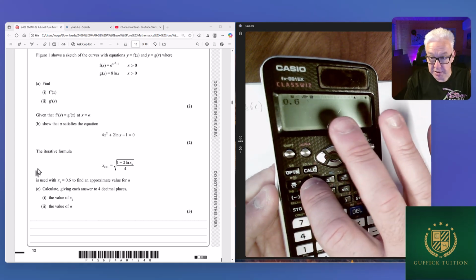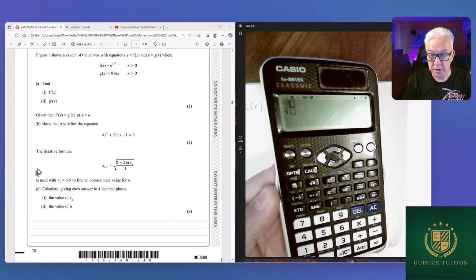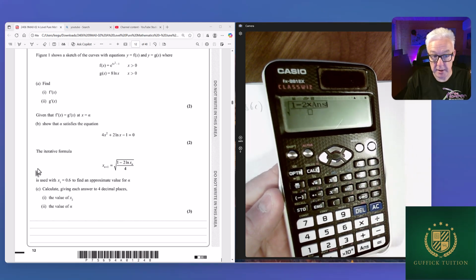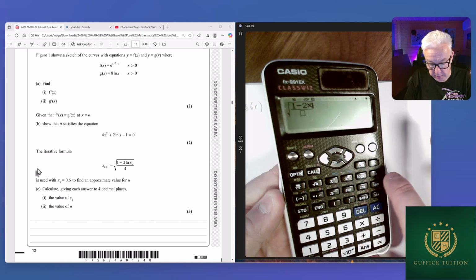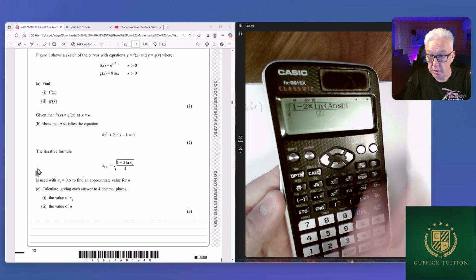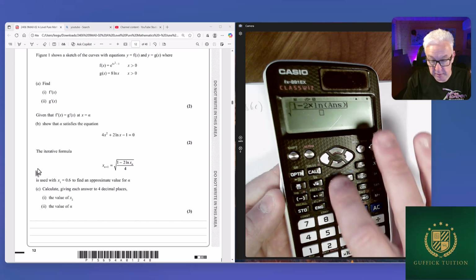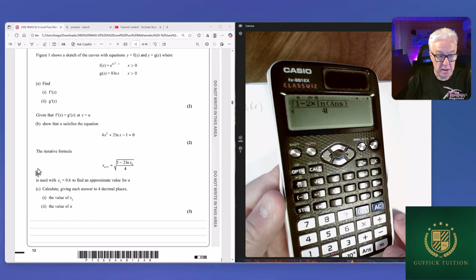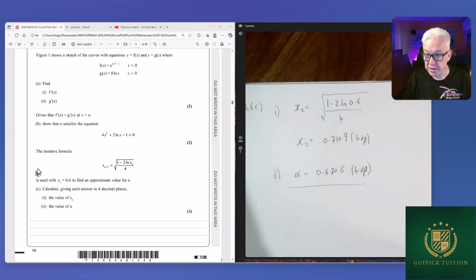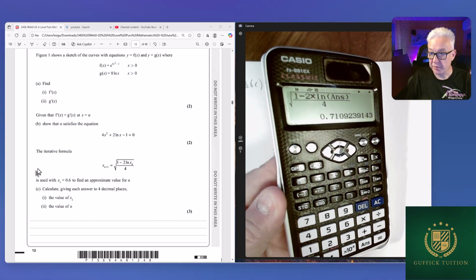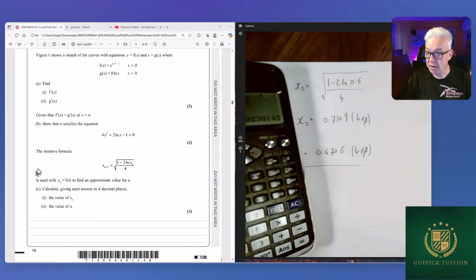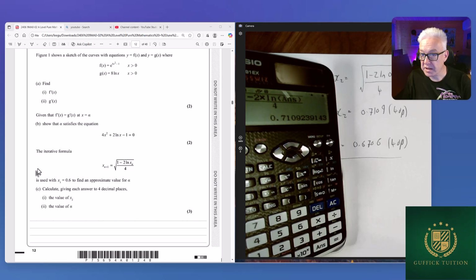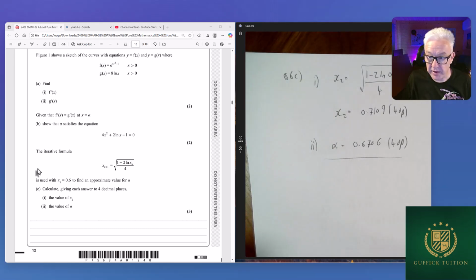I'm now going to press the square root button, and I'm going to press the fraction button, and I'm going to do 1 minus 2 times ln of answer, close bracket, divided by 4. Okay, so there's our expression programmed into the calculator. Now every time I press equals, we're going to be going once round the recursive iteration formula. So I've pressed equals once and I've got that value, okay, which when I round that value to 4 decimal places is 0.7109. So that is our value of x2.